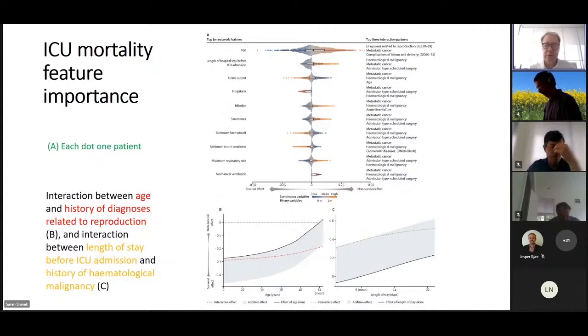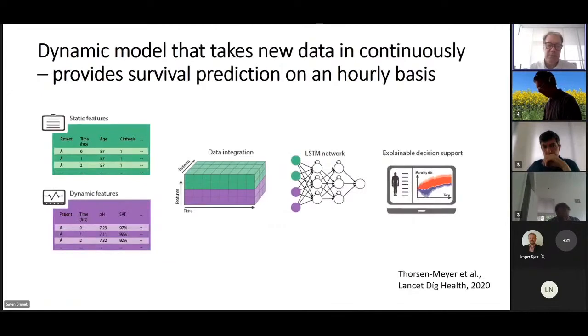And also we found some new diagnoses there. But getting into explaining the network and what features are important is, of course, also important. What in the past was actually important.